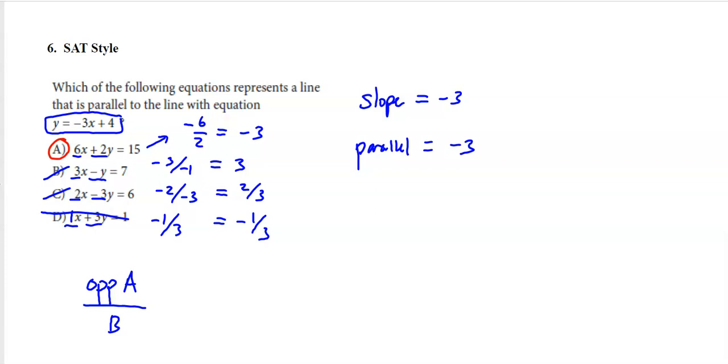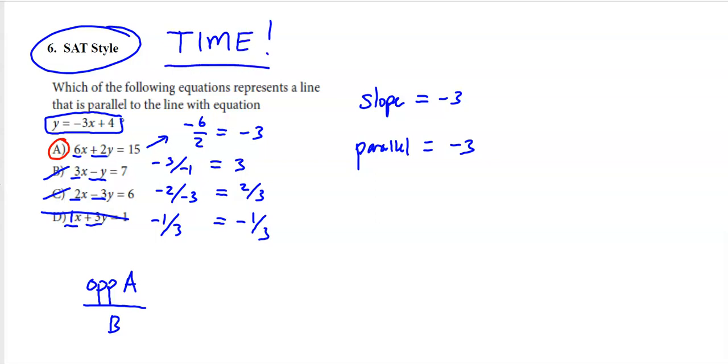I think that's a really fast trick, doing the opposite A over B thing, as opposed to trying to rewrite out all that algebra, especially on the SAT, when one of the big factors is time. We want to speed up time. Hopefully that helps you out and you are ready to do the practice.